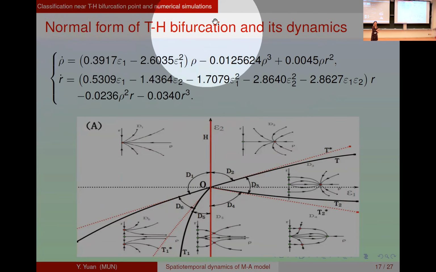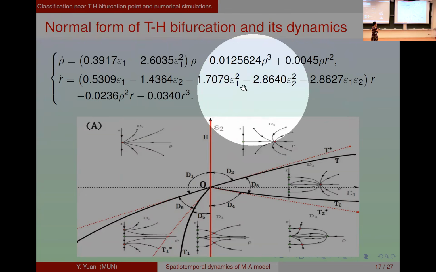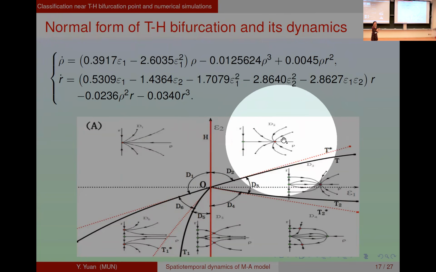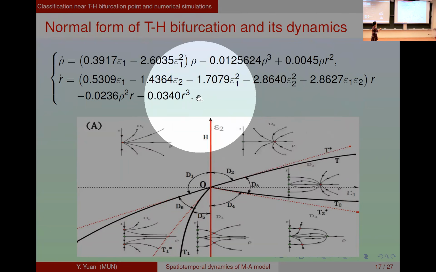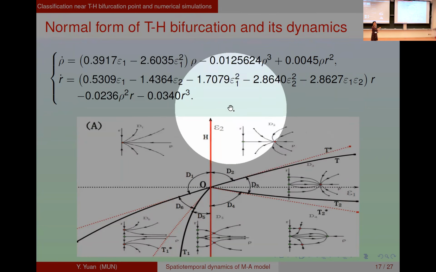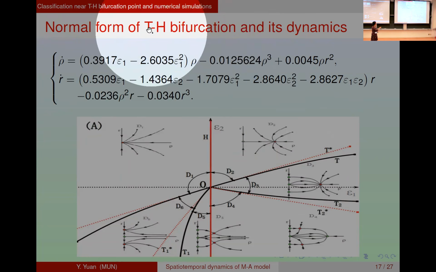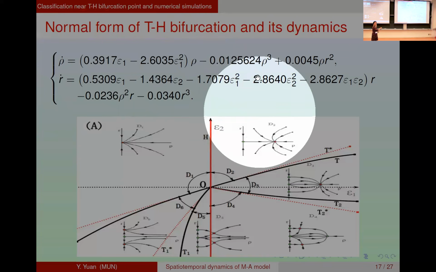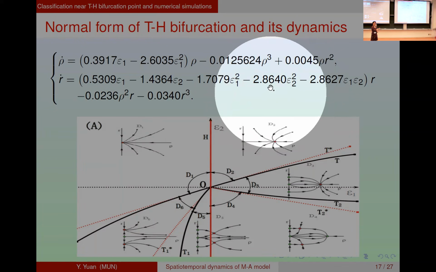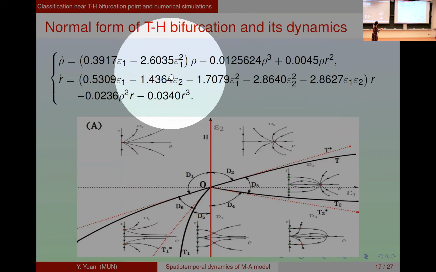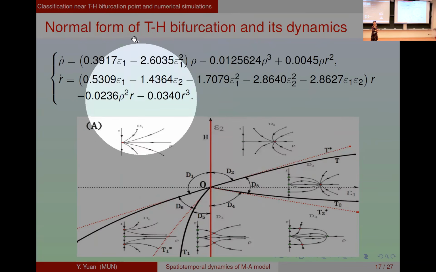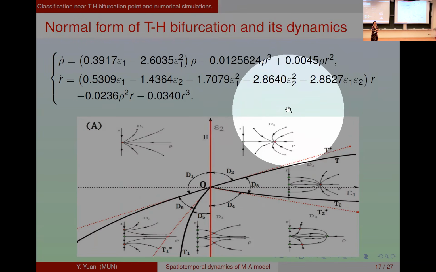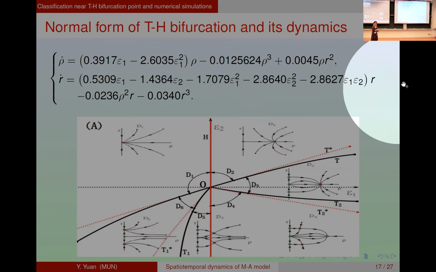spatially homogeneous steady state. Besides that one, it's possible to have a boundary equilibrium point in this normal form, where rho is 0 or R is 0, both are possible. Besides the boundary equilibrium, it's also possible to have a positive equilibrium as well. So there are different kinds of equilibrium points.